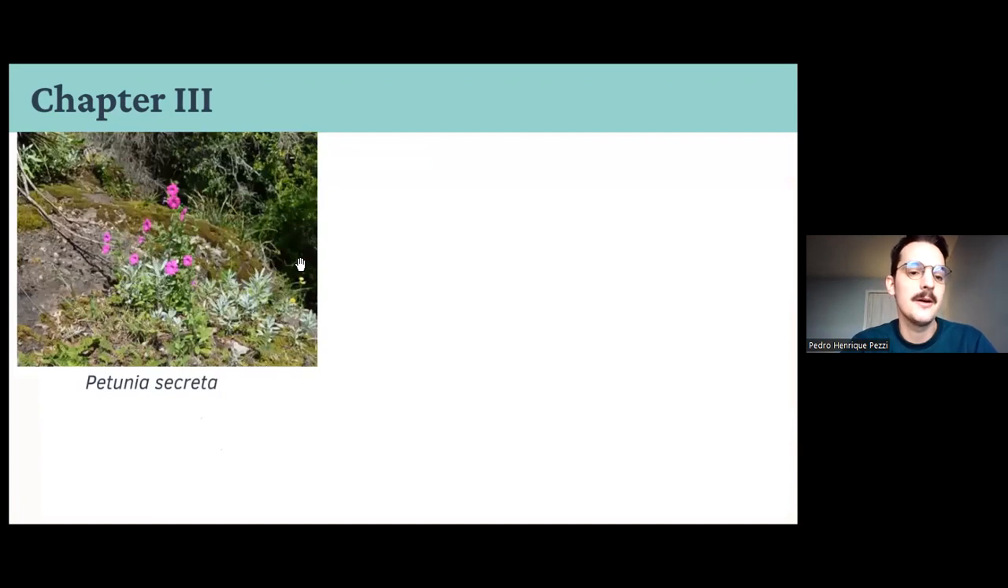We don't have many populations of this species, but it occurs in a very specific region in Brazil and in some rock towers. And we have very few individuals per population. The plants are not that tall.